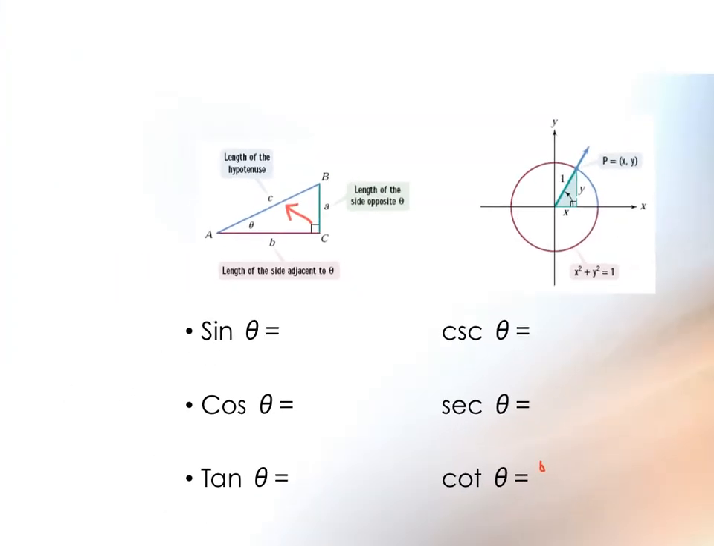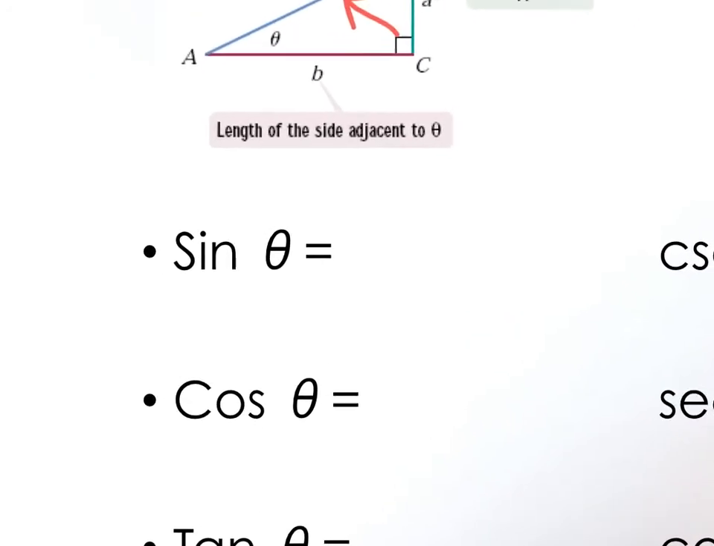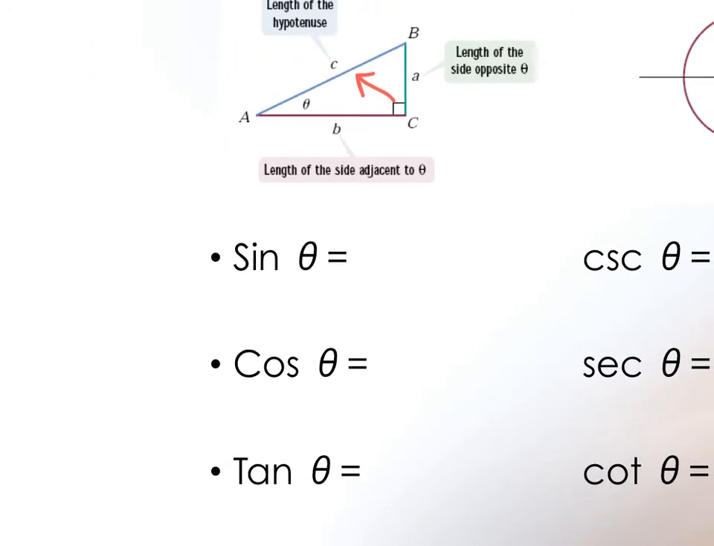So if they ask you, just using this picture, what is the sine, cosine, and tangent? Well, sine is opposite over what? Okay, so sine is opposite over hypotenuse. So what letters would it be? Opposite, it would be C. Opposite. A over C. A over C.